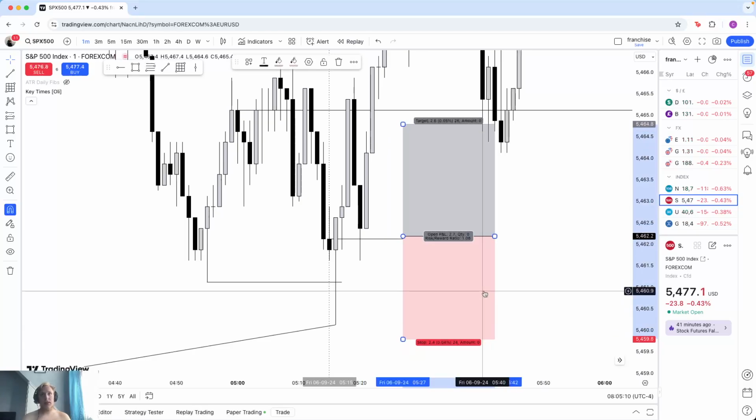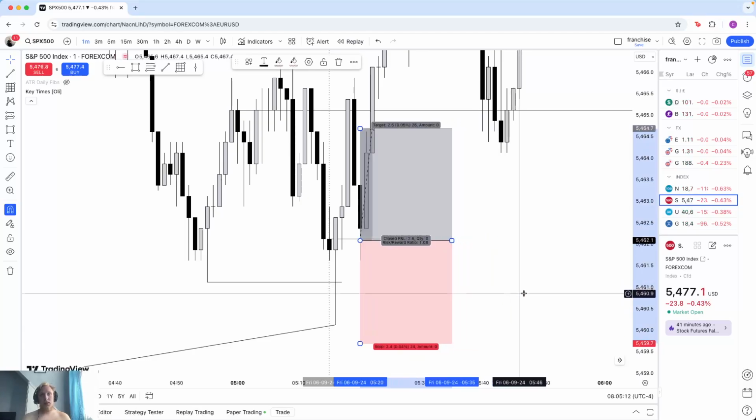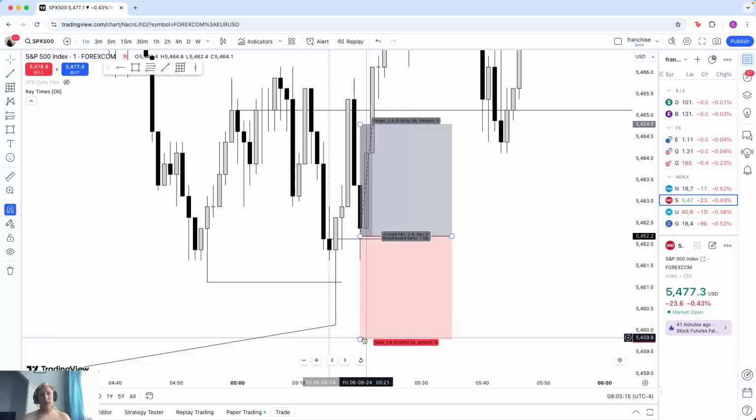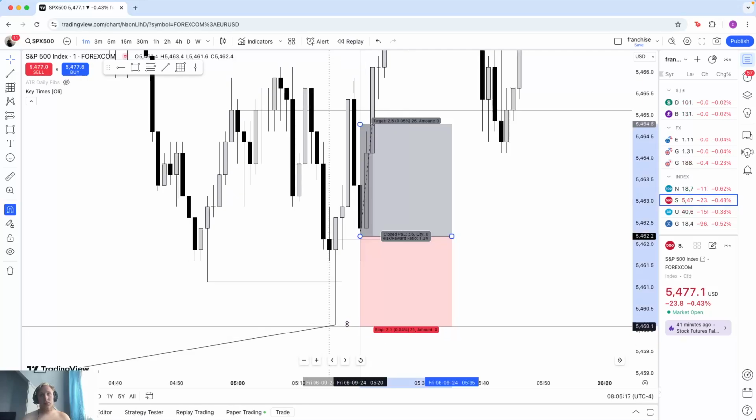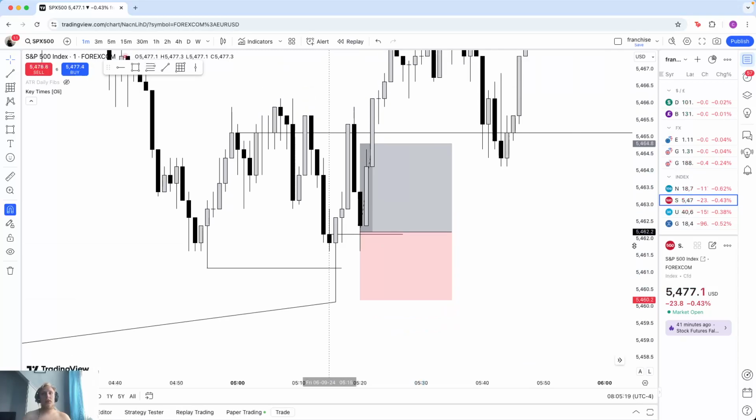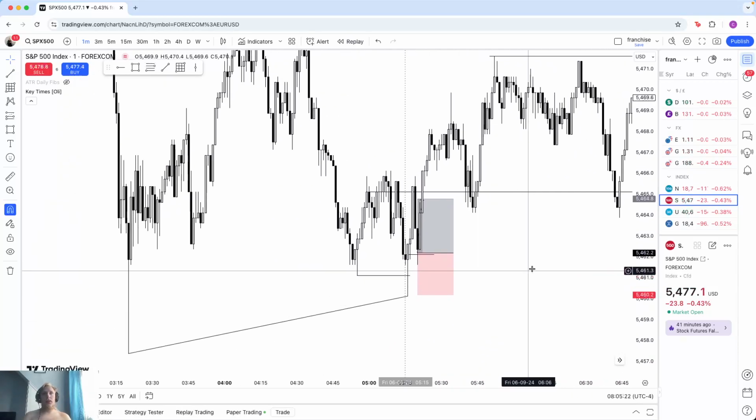Because it works in ticks, it's very precise. We'll just put a tick above. Stop loss can be 20 ticks. Same stop loss, but better entry.